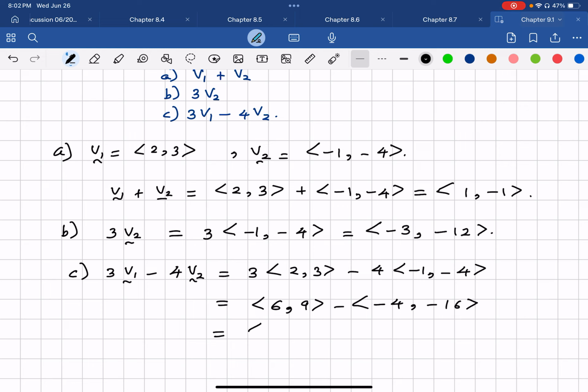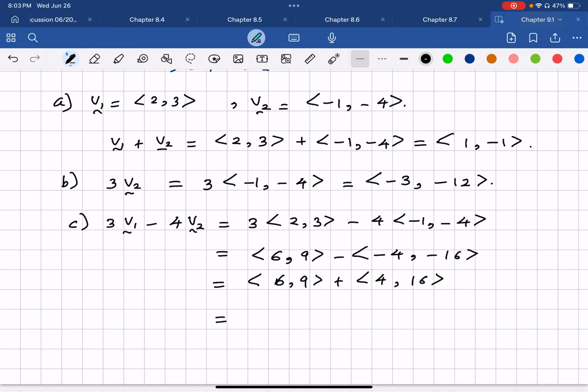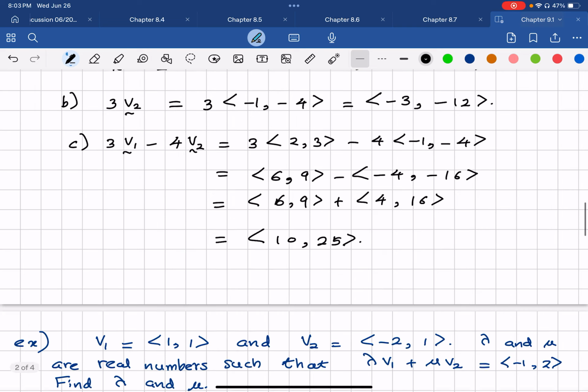Now I would subtract these two vectors. First I would perform multiplication by the negative sign, so this would become positive, and this would become 4, and the y component would become 16 when I'm multiplying by the negative sign. Now I would perform the addition. I would do the component-wise addition. So if I add my x components, I would get 10, and if I add y components, I would get 25. This is the vector 3 v1 minus 4 times v2.